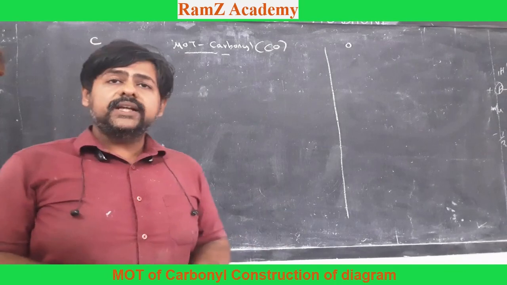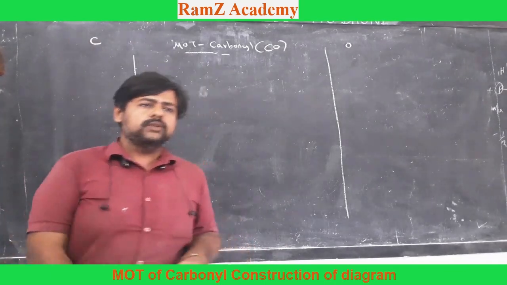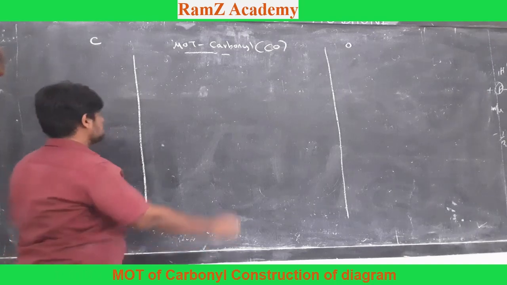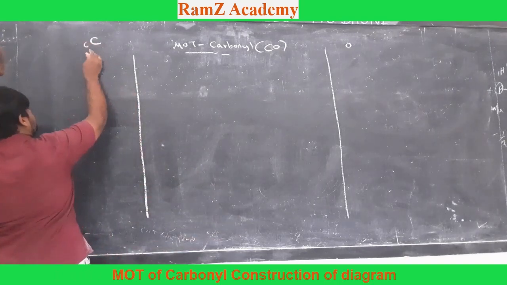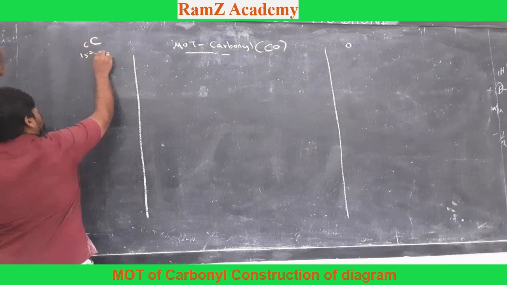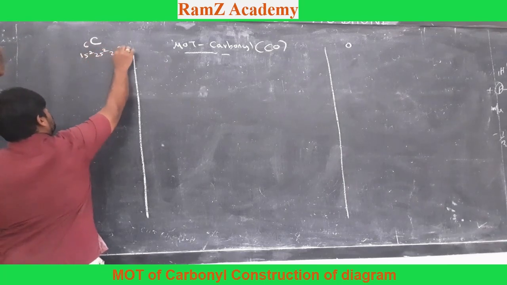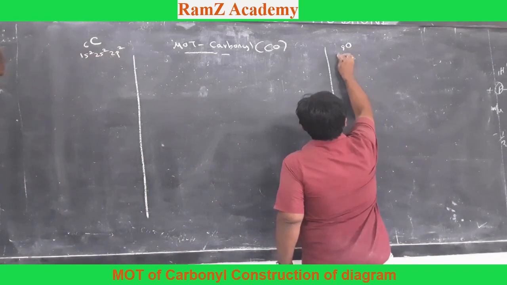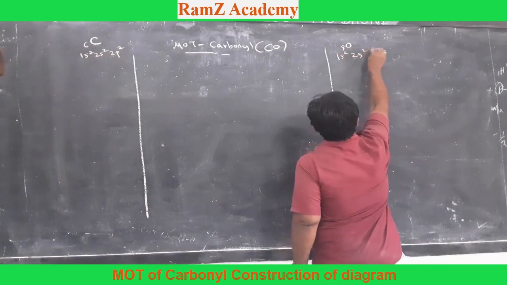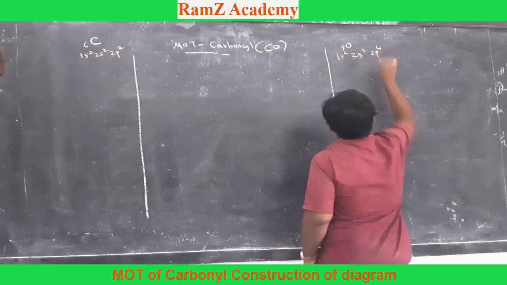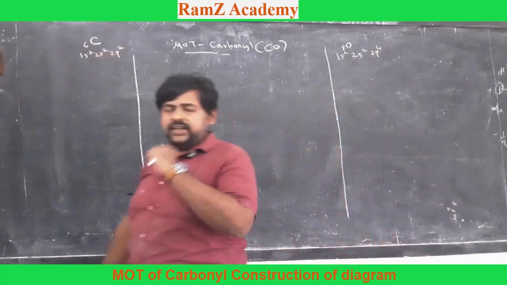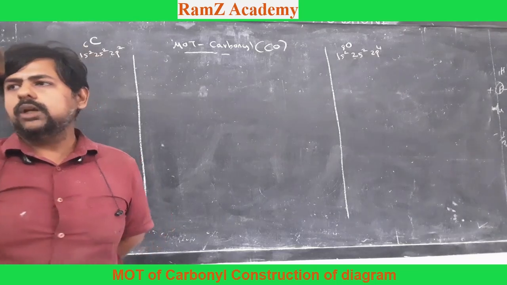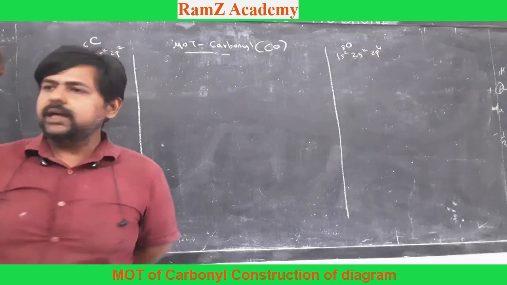Now let us quickly recap the electronic configuration for carbon as well as oxygen. Carbon, the atomic number is 6, so it is 1s2, 2s2 and then 2p2. Whereas oxygen, the atomic number is 8, that means it is 1s2, 2s2, 2p4. So this is my electronic configuration. Now I start giving place for these atomic orbitals on either side of my MOT diagram.